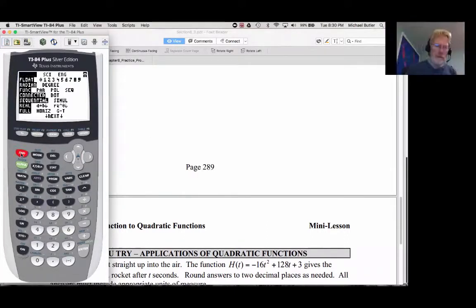All right, so second quit. Let's go to the Y equals. Can you guys see my calculator okay? Yeah. Okay, cool. So negative 2x squared plus 680x minus 10,000.